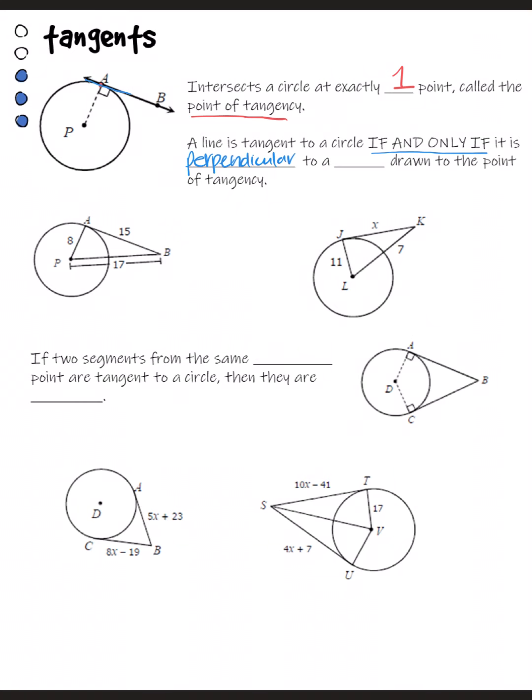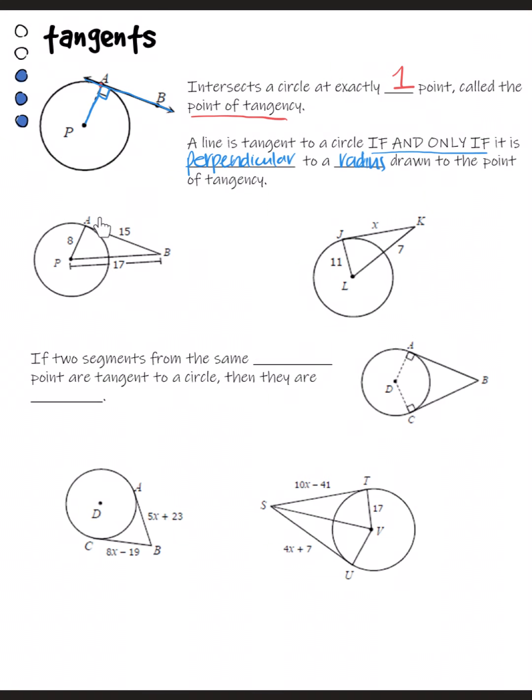Remember what that means. This line of tangency and the radius are perpendicular, so they form that 90 degrees. If the radius and this line did not form 90 degrees right here, this line would not be tangent. So we can use that information to figure out if these lines are tangent or not.